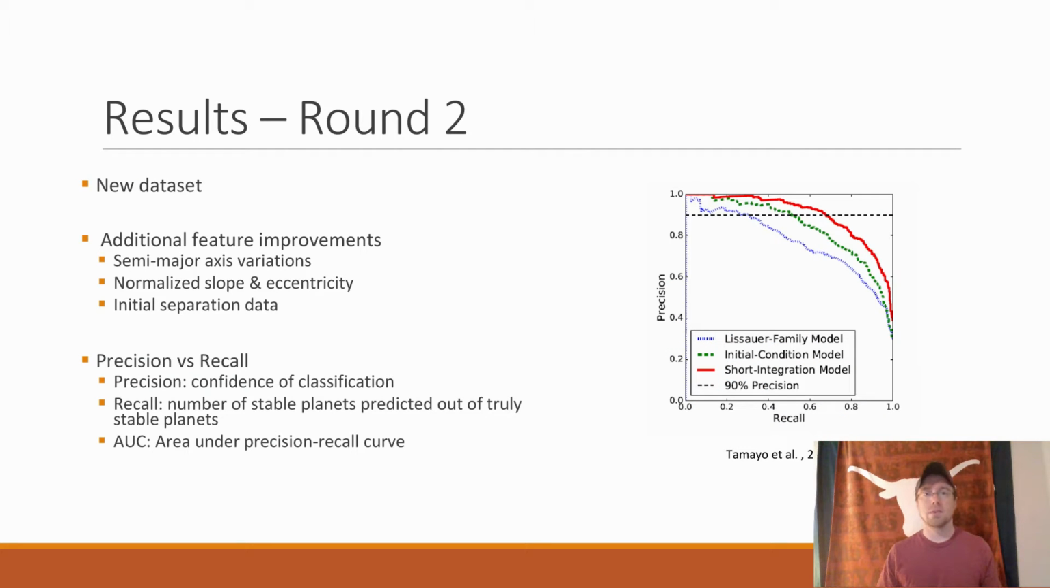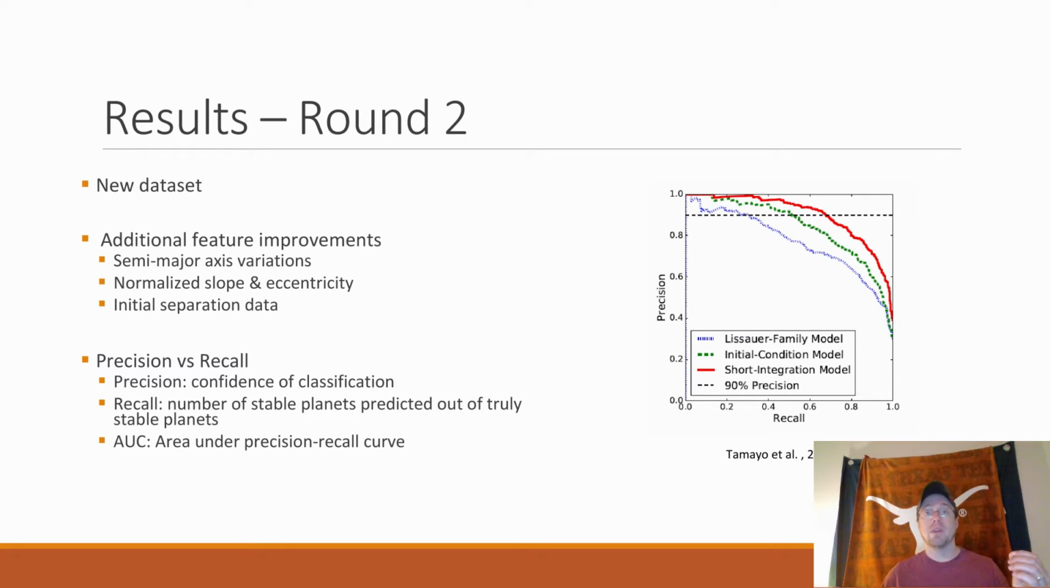To take this even further, the authors used the same data, the same 5,000 integrations from earlier, and created a new data set by simply adding feature improvements to the data, such as semi-major axis variation, initial separation data, and normalized slope and eccentricity data. So now they really had 3 models to compare their data to. They had their 2, the first data set and the second data set, and then the model that we saw earlier in that black line, the 3.46 number model.